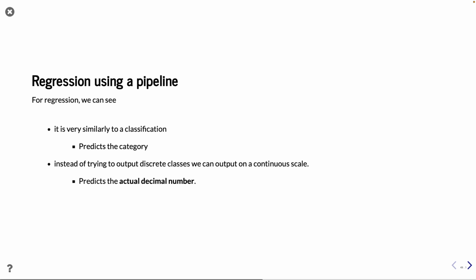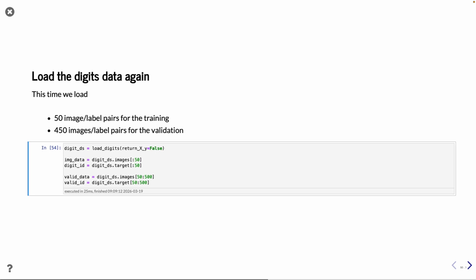So go back to the pipeline again. We can try putting also a regression in the pipeline and see what we can do with that. Let's load the digit data again. In this case, we have 50 images for training and 450 for validation. This is a little bit unusual split, but let's do it.